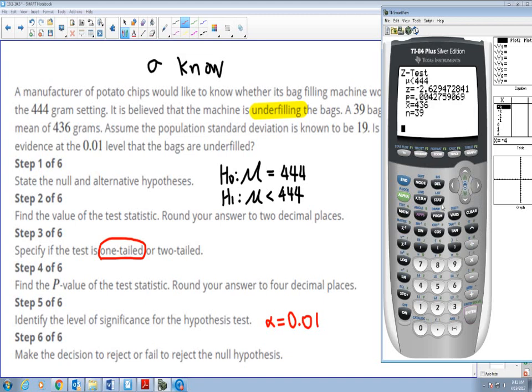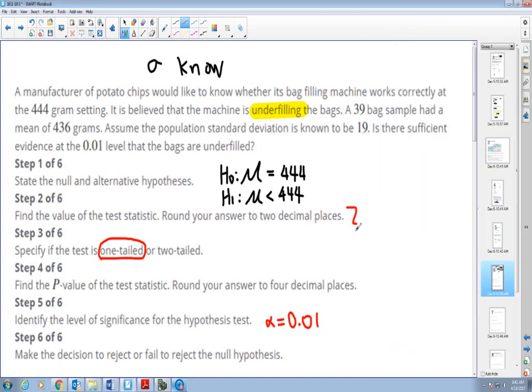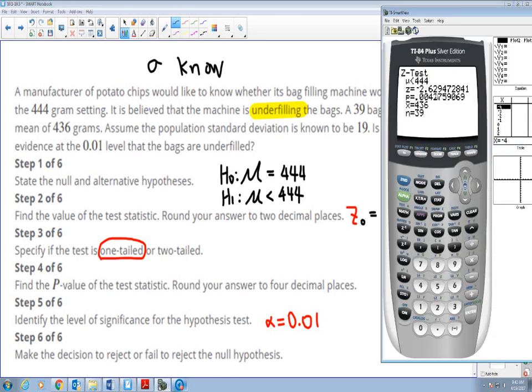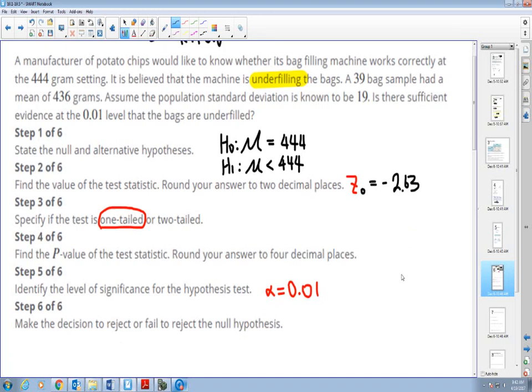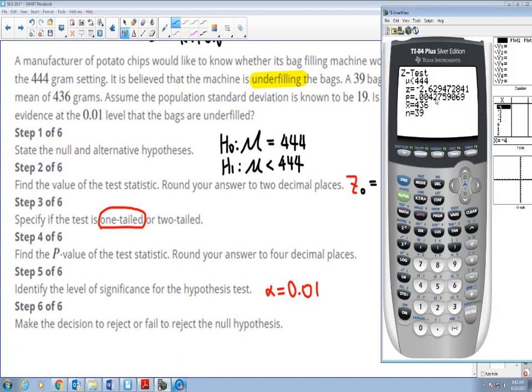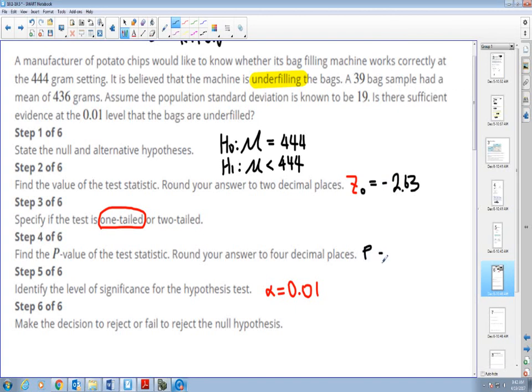What the calculator gives you, this Z right here, is your test statistic, to 2 decimal places. Let me make sure I write my notation correctly. The test statistic Z sub null is negative 2.63. This P is your P value, 0.0043, 4 decimal places. So my P value is 0.0043.